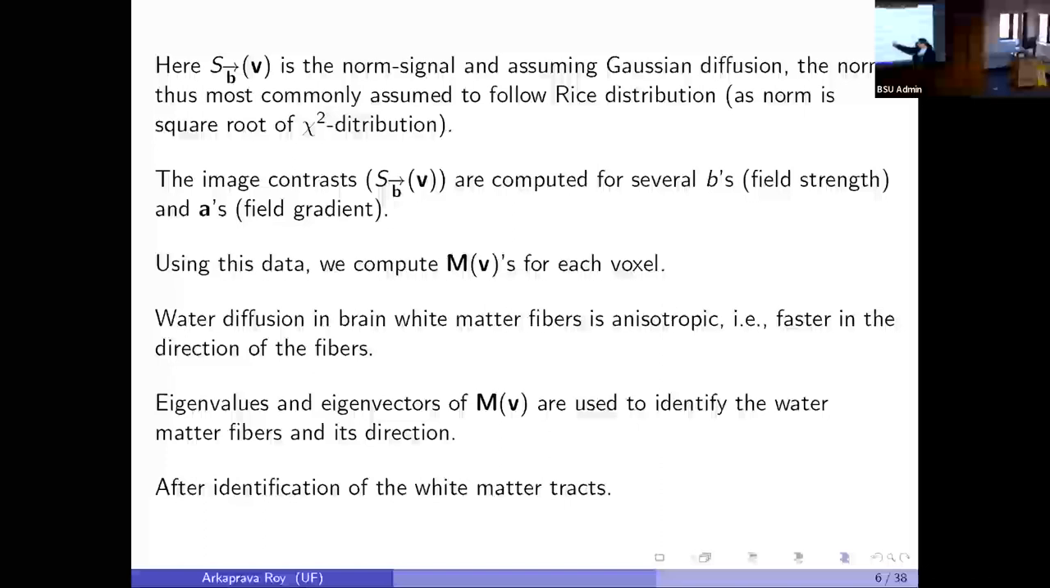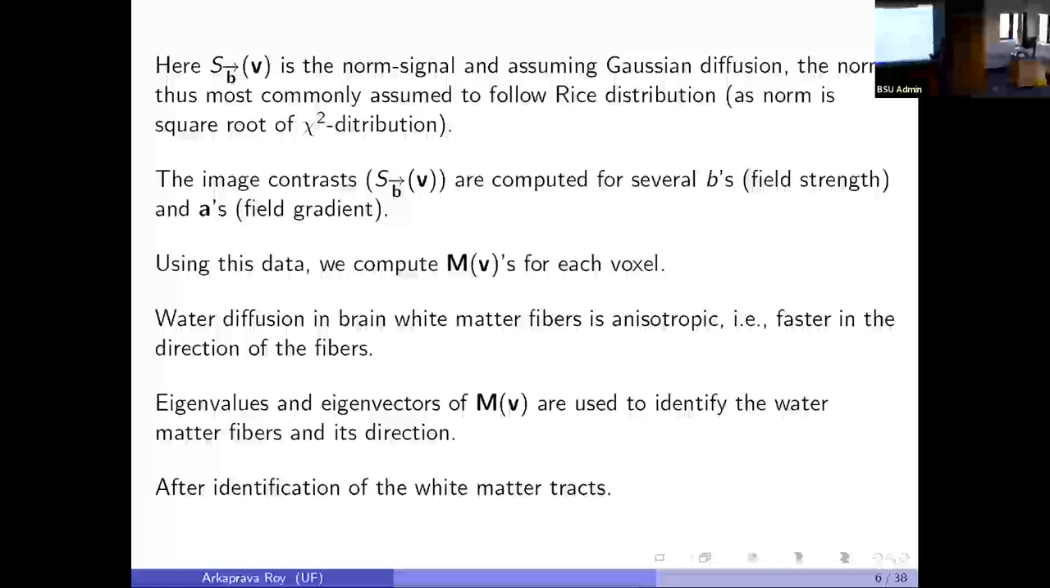So that is the main information we usually use. In order to do that, we do the eigen decomposition of the estimated MVs. The eigen decomposition will tell us, through the principal eigenvector, the direction of the fiber, because that is the direction where the water is diffusing the most. So the direction the water is diffusing the most gives us the fiber direction. So essentially that is the data that we use.